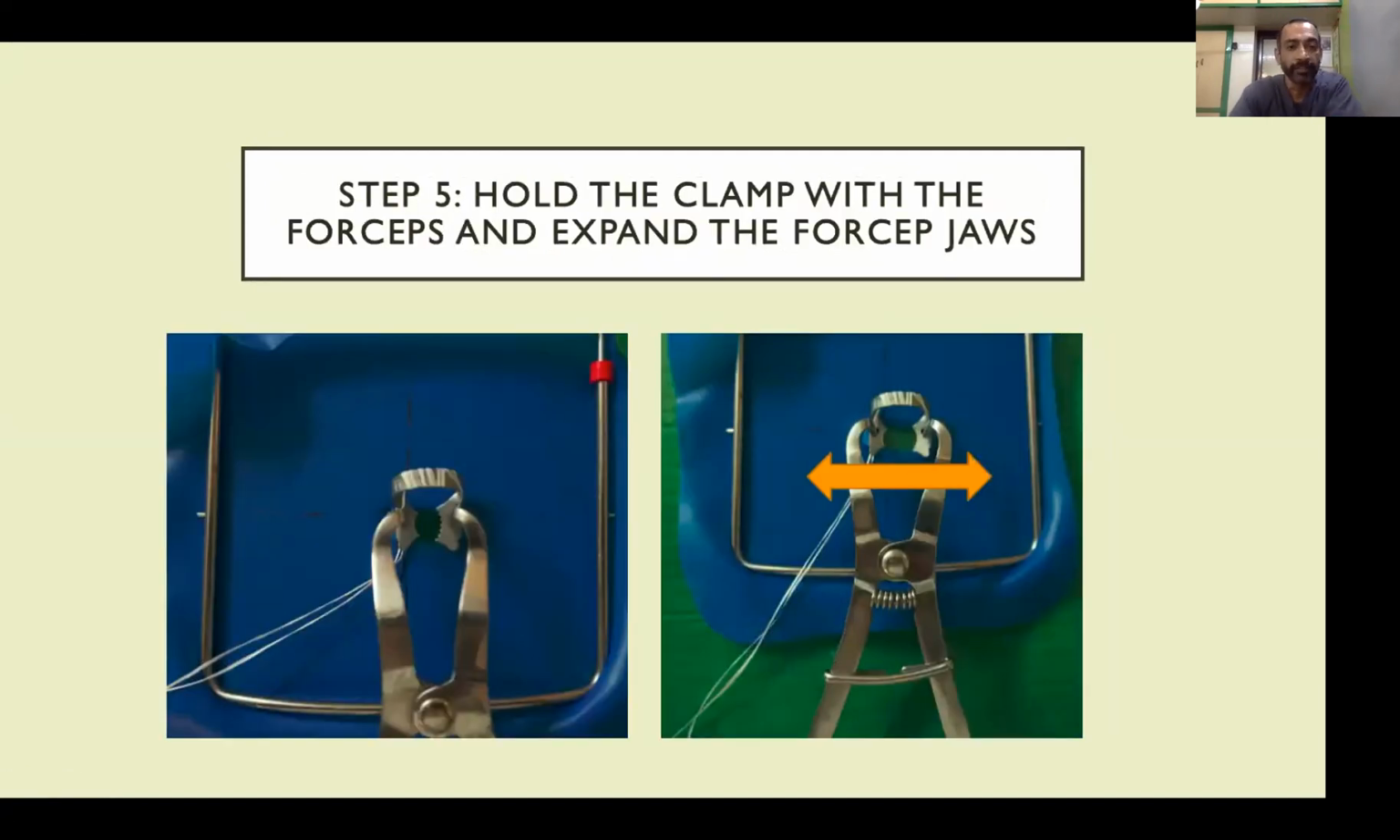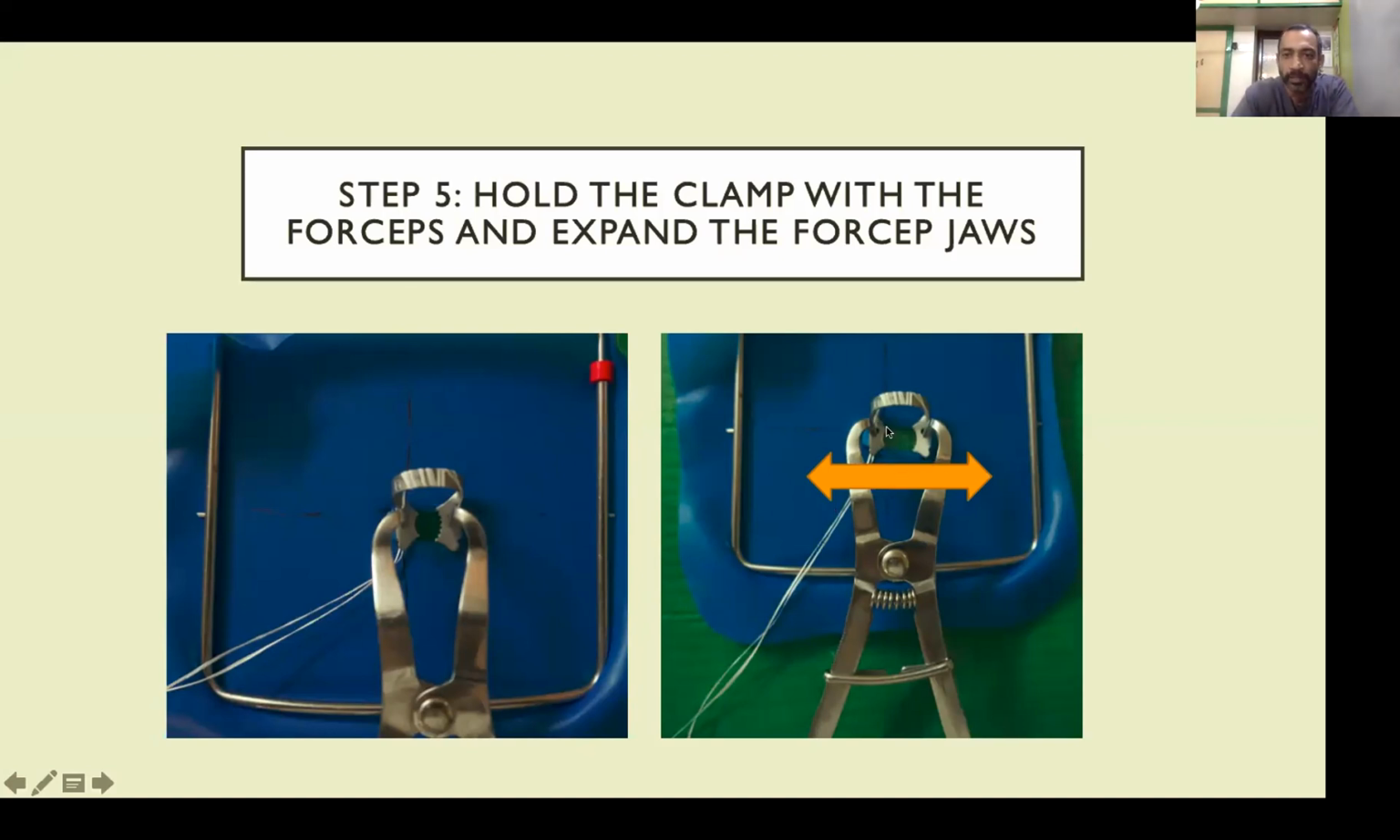Step number 5 is to place the forceps into the holes on the clamp and expand the jaws. When you expand the jaws, these forceps have something known as a locking mechanism. Now I will just show you what happens to this locking mechanism as I expand. You can see that it comes down. Now if I release, what happens to the jaws is that it stays expanded. It does not contract again. So this is called a lock. And this is the advantage over here.